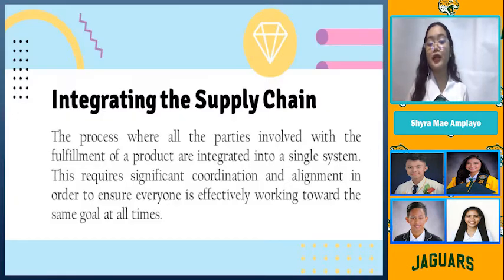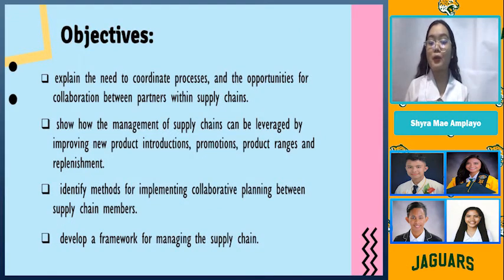If we combine the two, integrating the supply chain simply means the process where all the parties involved with the fulfillment of a product are integrated into a single system. This requires significant coordination and alignment in order to ensure everyone is effectively working toward the same goal at all times. The planned objectives of this chapter are to explain the need to coordinate the processes and the opportunities for collaboration between partners within supply chains.